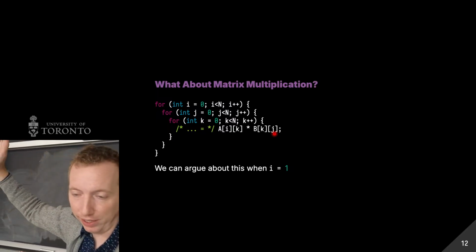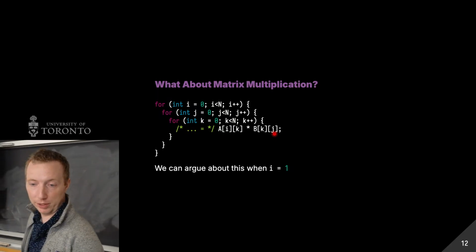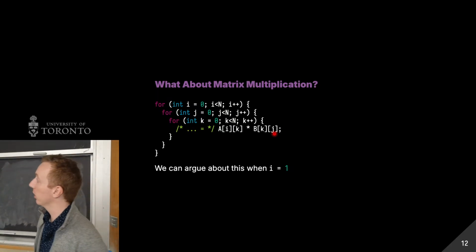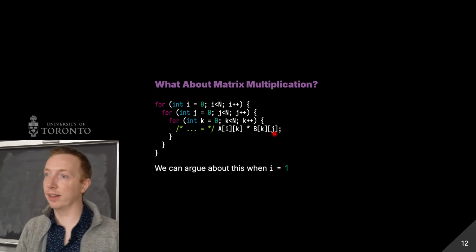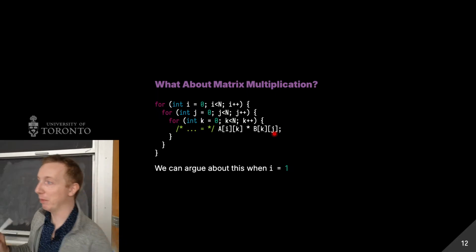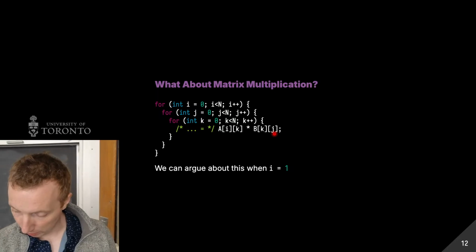It should actually say when I is equal to 0. So when I is equal to 0, what elements am I going to access in which order? Yeah, 75%. So it is 75%, and let's go over that real quick.